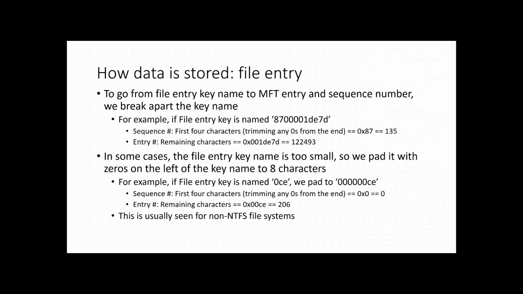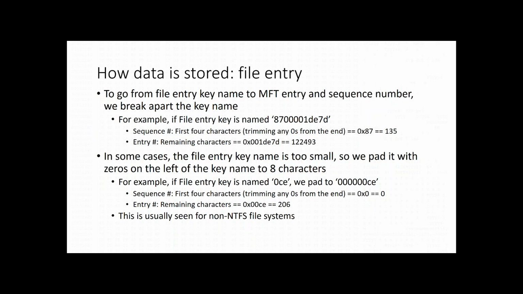So if we have our file entry key, for example, 870000-1DE7D, basically we take the first 4 characters, clean it up a little bit, and that becomes our sequence number, and then the remaining characters are our entry number. So it's that simple. And then now we have not only, as you'll see in a minute, our file path and all the other stuff, the SHA, we also have our MFT entry number and sequence number to be able to go back to, let's say, a forensic image and validate that they're the same and all those kinds of things.